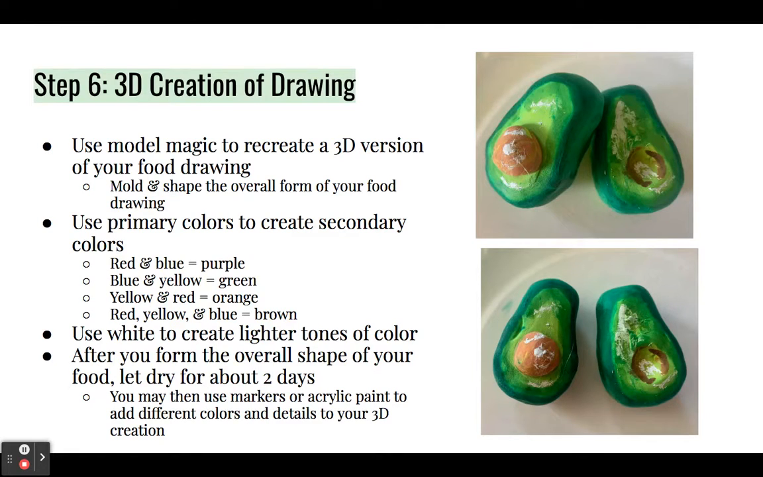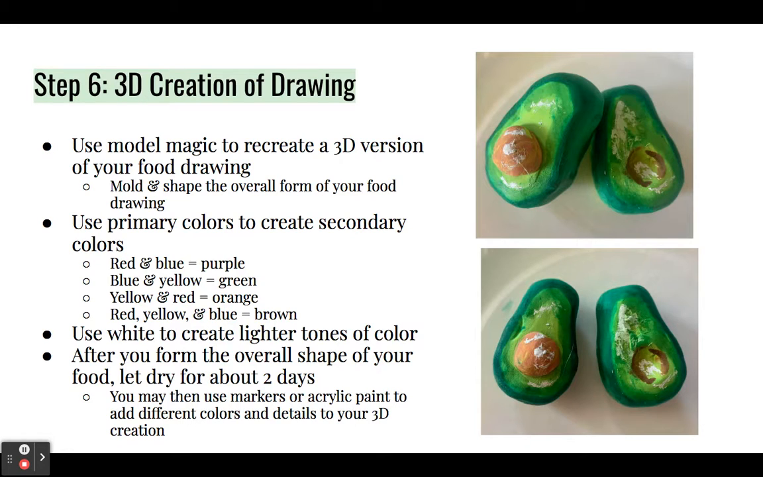In the next video, I will explain this a little bit better, but you can use primary colors to create secondary colors. So just remember, if you have red and blue Model Magic, you can put those together and make purple. Same with blue and yellow, you'll make green. Yellow and red will make orange. And if you want to create a brown, you can always use red, yellow, and blue. Remember, there's also going to be white Model Magic for you to take. Use white to create lighter tones of a color.